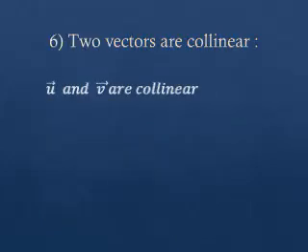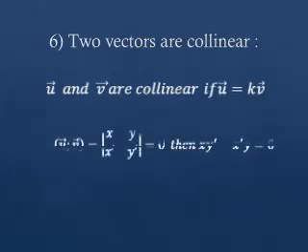When do I say that two vectors are collinear? Suppose I have two vectors u and v. We say that u and v are collinear if we find the determinant, where I place the coordinates of the first vector above and the coordinates of the second vector below. And if I get xy prime minus x prime y equals 0, then the two vectors are collinear.